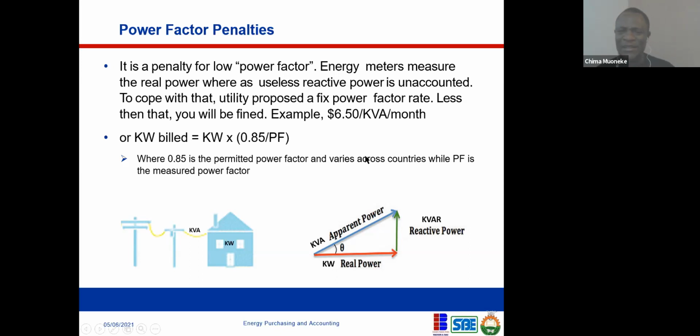I think Nigeria is about 0.85 or so. I'm not so sure, but I think it's about there. Most countries are about 0.85. So if it goes below 0.85, ordinarily you should be penalized.